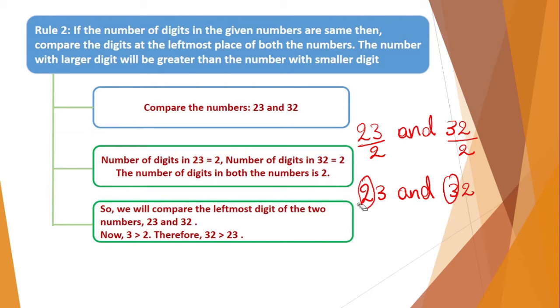So what we did here is, first we checked their digits, so digits are equal, and then we moved on to the next rule, which is we should check the leftmost digit. The number with greater digit will be greater. So when we checked 2 and 3, 3 was greater than 2, right? So 32 was greater than 23. Like this, in the first rule, we compare just the digits. And if the digits are equal, we compare the leftmost digit. So now let's move on to the third rule.